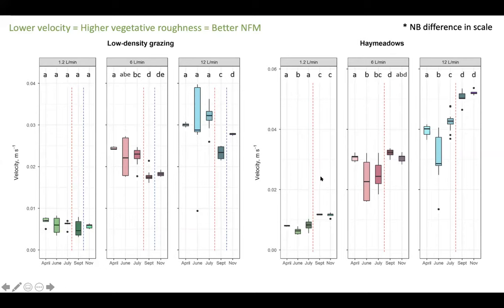The hay meadows, again, reacts very strongly to its management change. And here the red dotted line represents when the hay meadows were cut. So they went from being about waist height to being almost at bare soil. And you can see that there's a statistically significant increase in the overland flow velocity recorded.